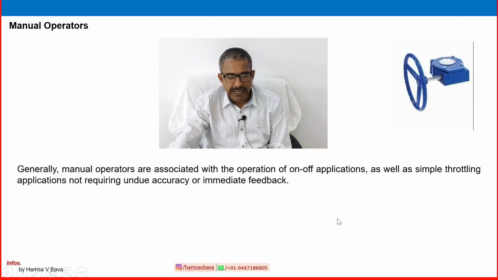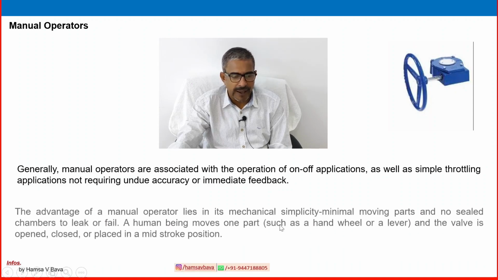Generally, manual operators are associated with the operation of on-off applications as well as simple throttling applications that do not require undue accuracy or immediate feedback. Coming to manual operation, it is used for on-off applications, mainly isolation. Still we are using it in the field. Simple throttling we can also use, which does not require undue accuracy or immediate feedback.